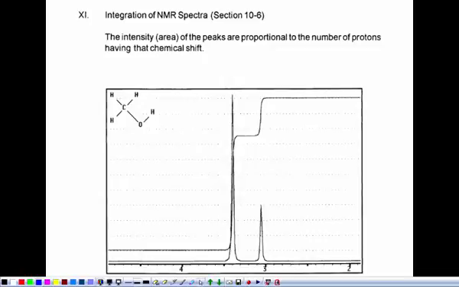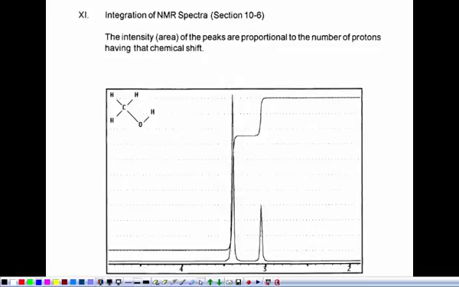The second piece of information that we use is the height of the peak, or more accurately, the area underneath the peak. It turns out that the area underneath the peak is proportional to the number of hydrogens that make up that peak. It's kind of like GC. So the area under the peak is going to represent the ratio of hydrogens. And if we look at all the peaks, then we'll be able to determine the ratios of the hydrogens and figure out how many hydrogens are under each peak.